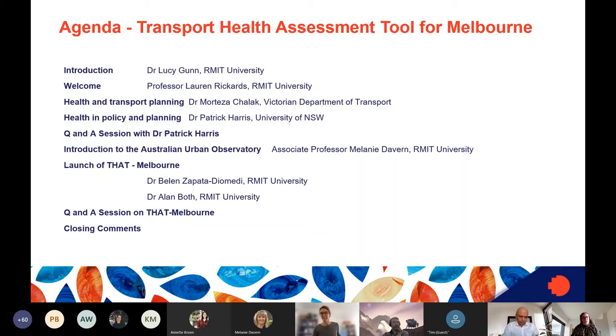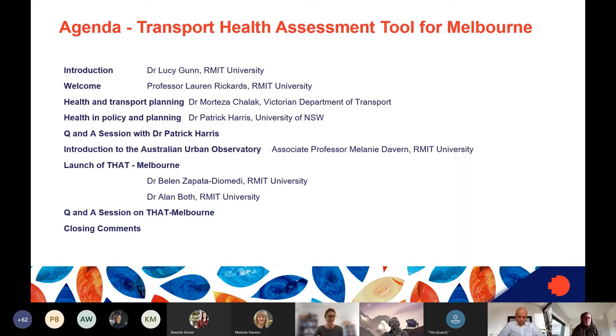I'll just briefly go through the agenda for today so that you get a sense of what we're planning and what you'll get to see. I'm going to start with an introduction, and my name is Dr. Lucy Gunn and I'm a Senior Research Fellow at RMIT University. I'm one of the leads for this work and it's been a great pleasure to be part of it.